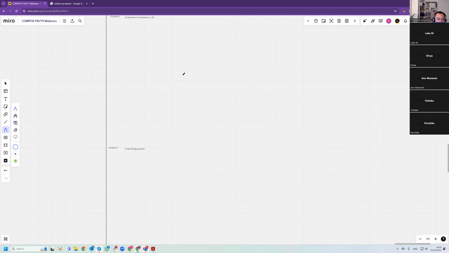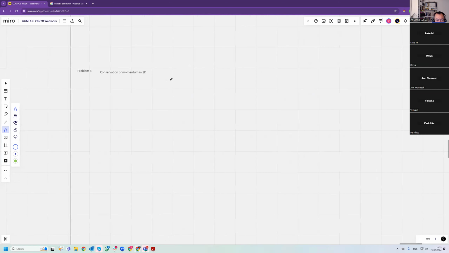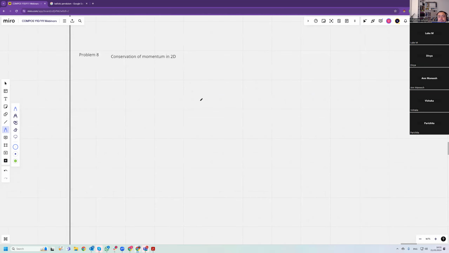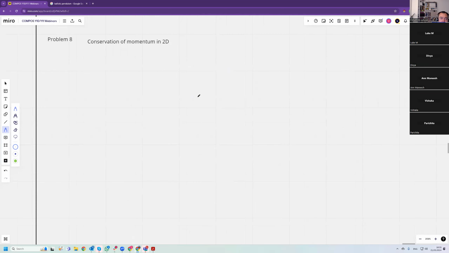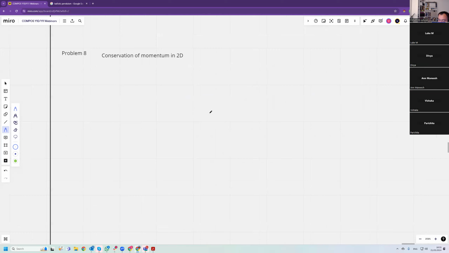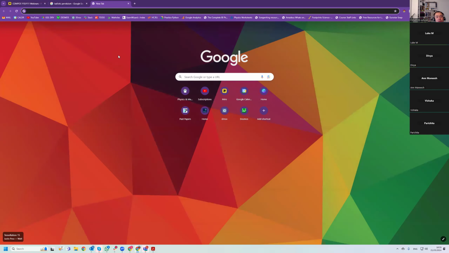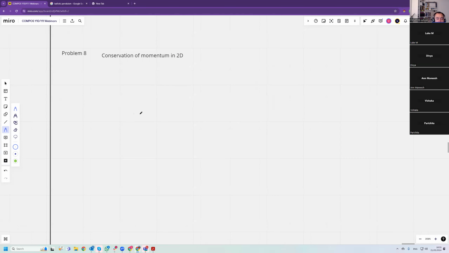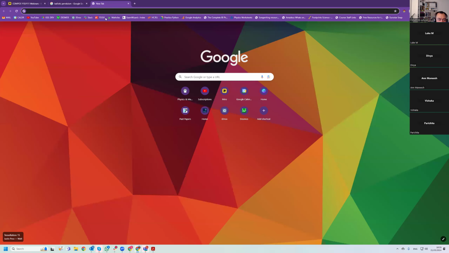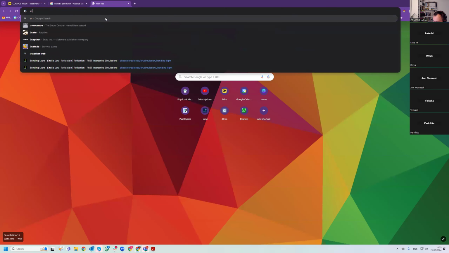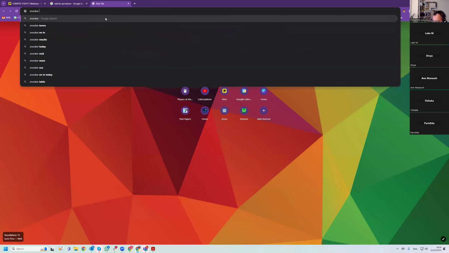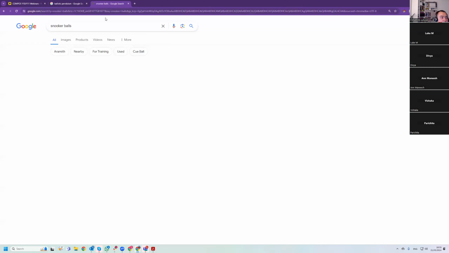Conservation of momentum in 2 dimensions. That's an interesting one. Suppose you have a puck, a hockey, let's say 2D. Oh, why would we use a puck? Let's do snooker balls.